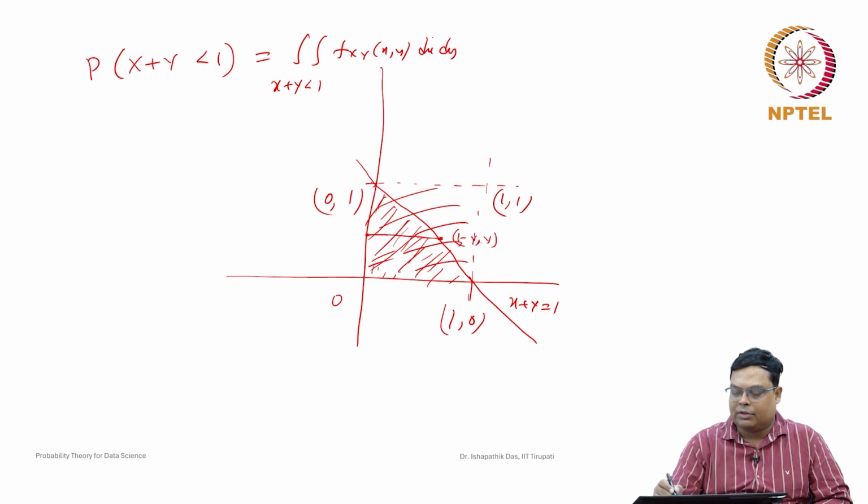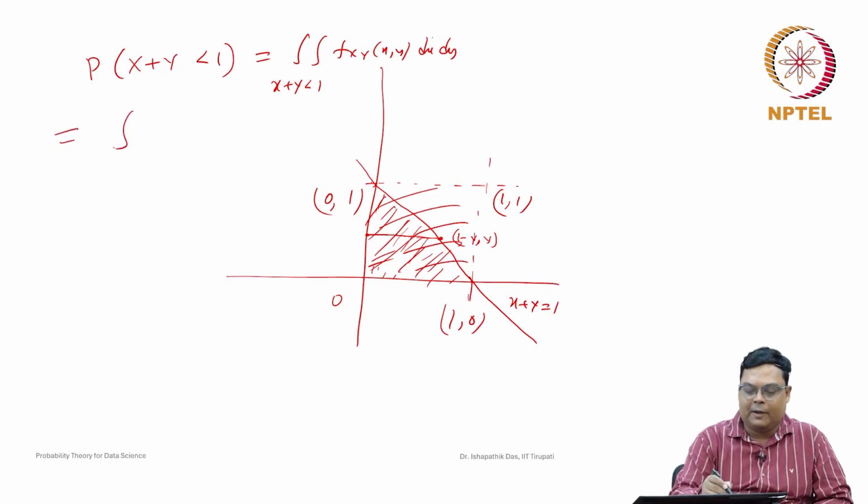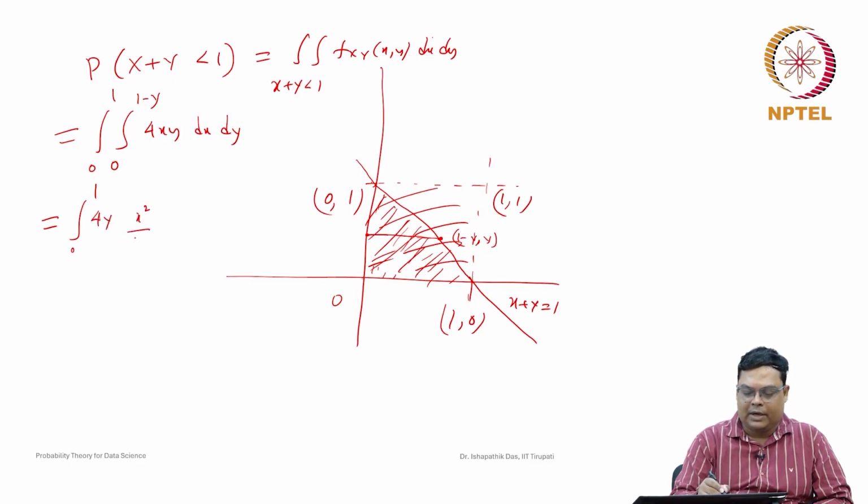So, this point's x coordinate will be 1 minus y. That means this integration will go from 0 to, at maximum, 1 minus y, of 4xy dx, and the limit of y will be 0 to 1. So, this will be the integral from 0 to 1 of the integral from 0 to 1 minus y of 4xy dx, and then dy. Now we have to do the integration. First, 4y is constant here, the integral of x is x square by 2, from 0 to 1 minus y, and then dy.